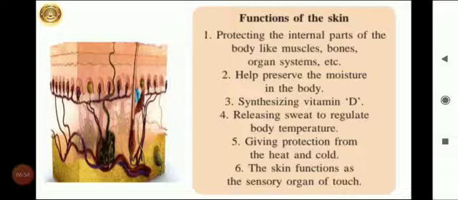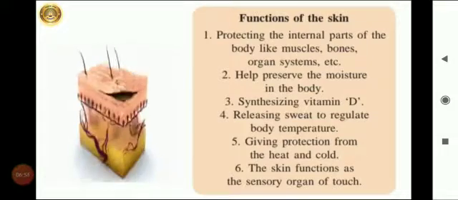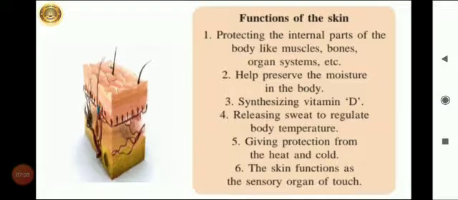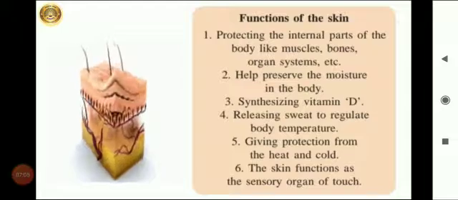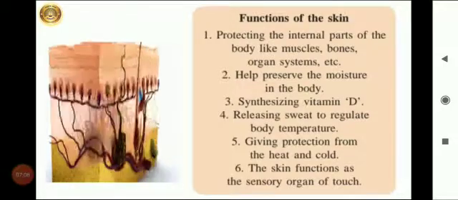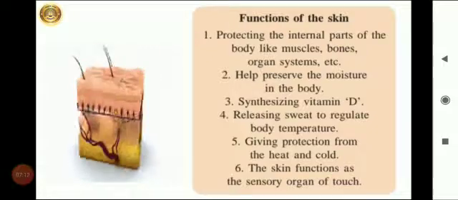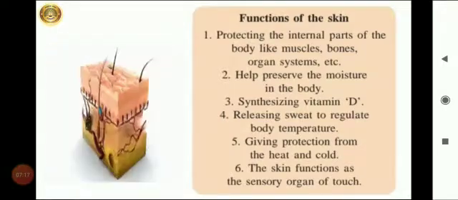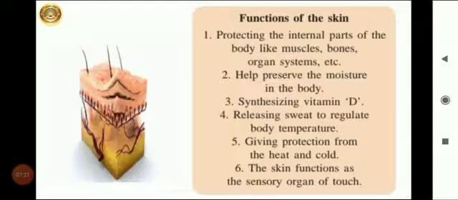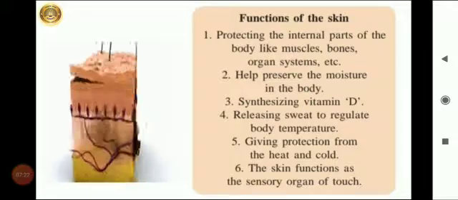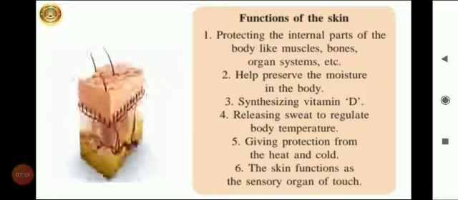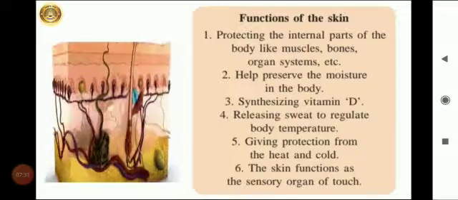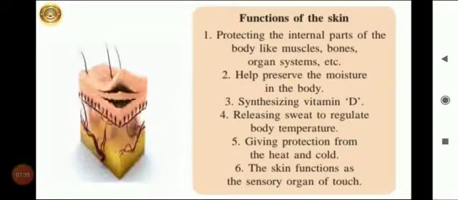Now, let's study the functions of the skin. First is protecting the internal parts of the body like muscles, bones, organ systems, etc. It acts as the body's initial barrier against external harmful substances or foreign particles. Second is helping preserve the moisture in the body. Third is synthesizing vitamin D. We all know we get vitamin D from sunlight. The dermis, the second layer of the skin, synthesizes vitamin D to absorb calcium on exposure to sunlight.